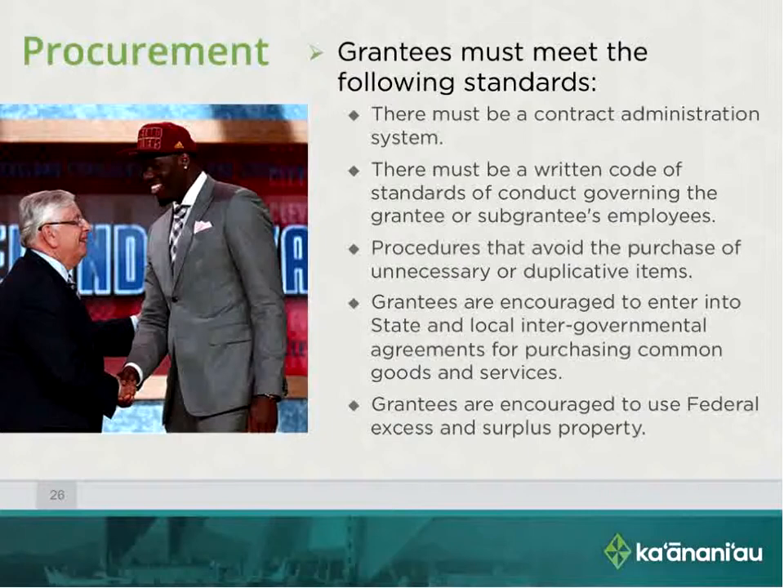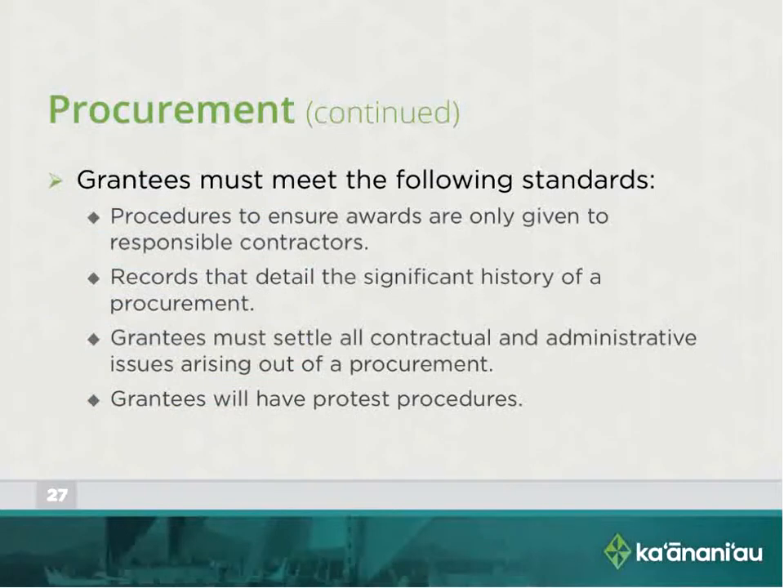And one thing about that, you do need to have written procurement procedures. All right, it's important. And there are standards that have to be incorporated into those procedures. One is you have to have an administration system. There needs to be a code of conduct. You need to make sure you aren't buying things you don't need. They do like you to use intergovernmental agreements whenever possible and federal surplus property whenever possible. You can only contract with people that are going to do the job.